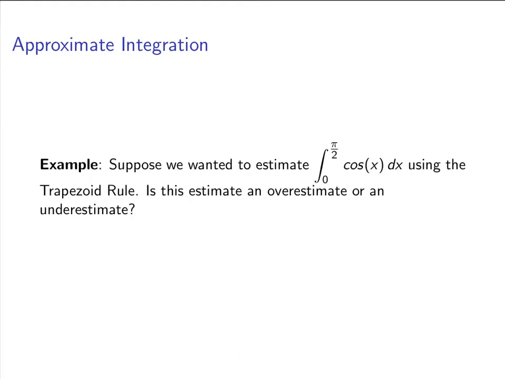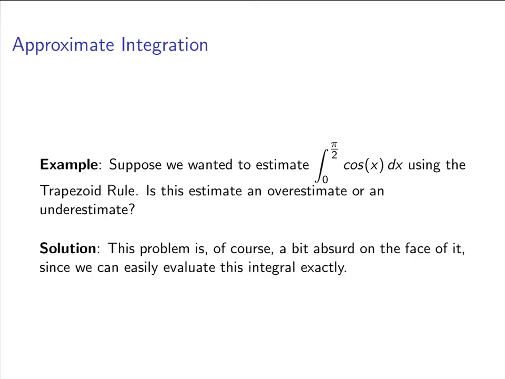Let's try another one. We're going to estimate the integral from 0 to pi over 2 of cosine x dx, and we're going to use the trapezoid rule. Is this an overestimate or an underestimate? Now, this is really kind of a ridiculous question because we can evaluate this integral exactly. In fact, it's really easy. Let's just carry on with the problem to illustrate the idea here, because there are going to be some other problems where it's not going to be easy to evaluate the integral.